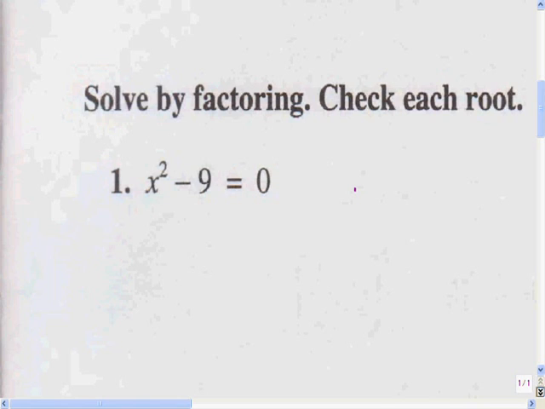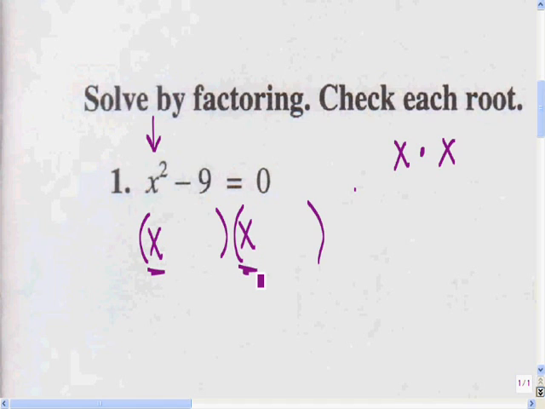So step one, for me at least, the first thing I like to do when I'm factoring is I start off by writing parentheses. Then I look at my first term. I ask myself, what are factors of the first term? Well, the only factors of the first term are x times x, because those are the only two numbers that will give me x squared. So x and x are going to go in the first place in the parentheses. Now I'm going to figure out what's going to go in place of number 2.